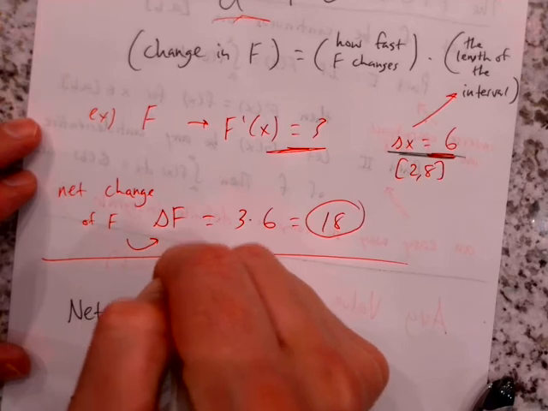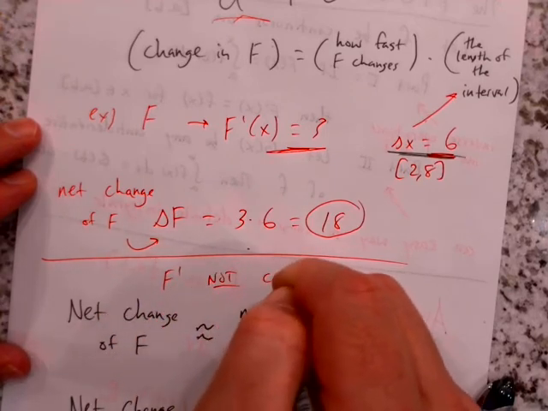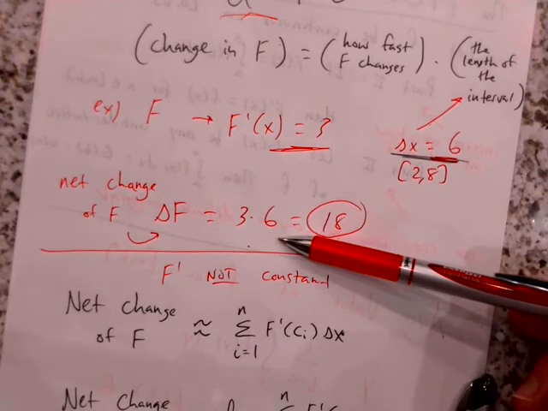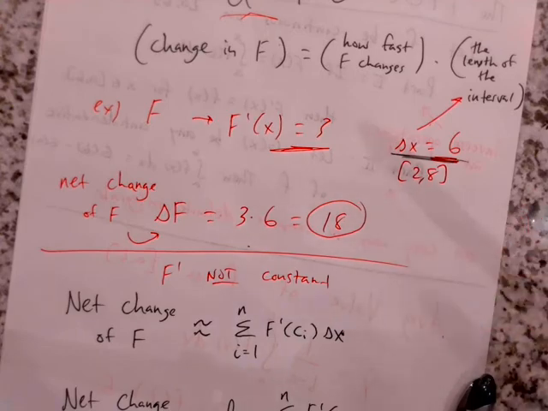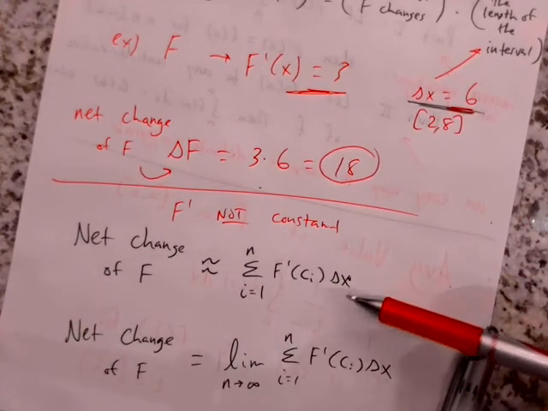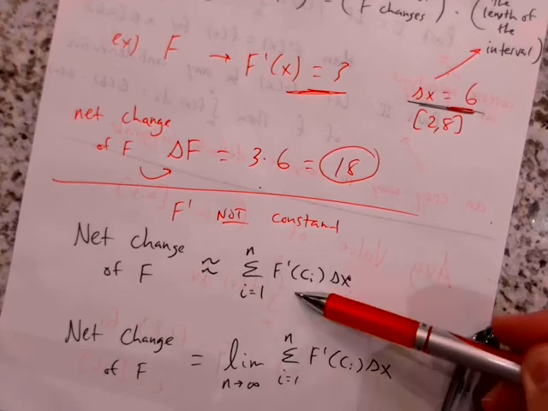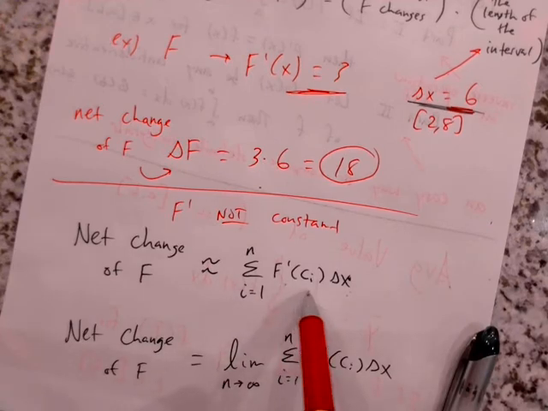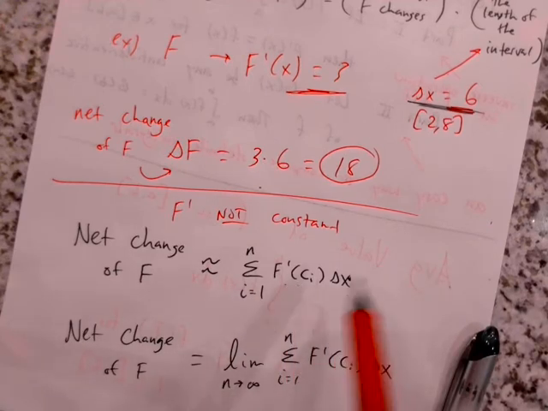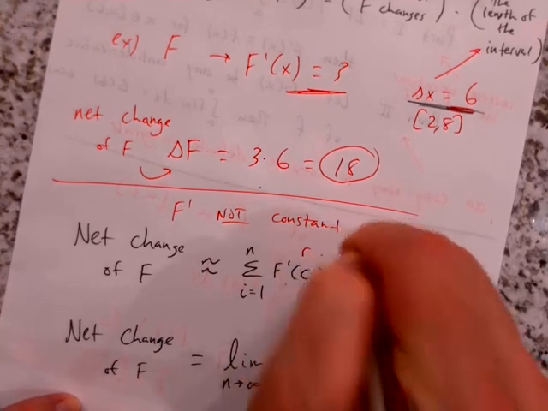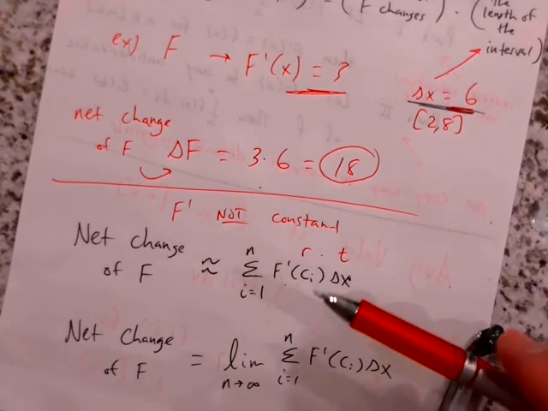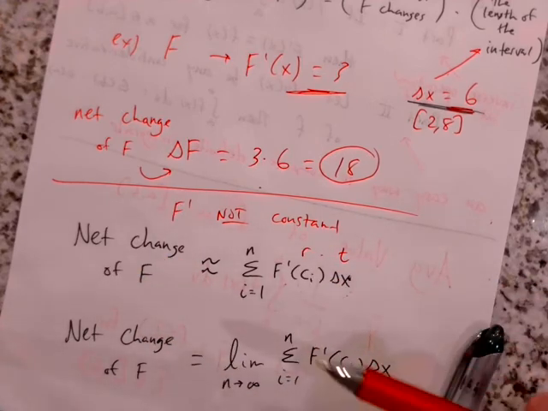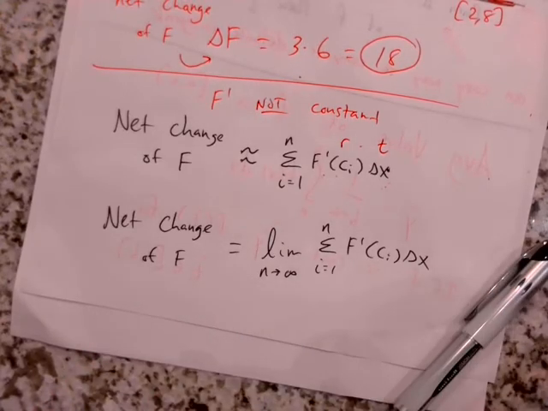But what if big F prime was not constant? You can't just do big F prime times the length of the interval. Instead, you break the interval up into a bunch of tiny pieces, each of which has length delta x. You find how fast the function's changing on each subinterval, multiply those two, and that is your distance equals rate times time. That is your approximation for how much the function changed in that interval. When you add up all those intervals, it gives you an approximation. And if there are infinite intervals, it gives you the exact net change.